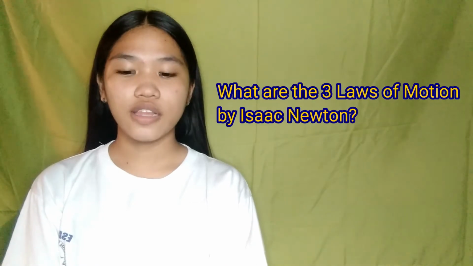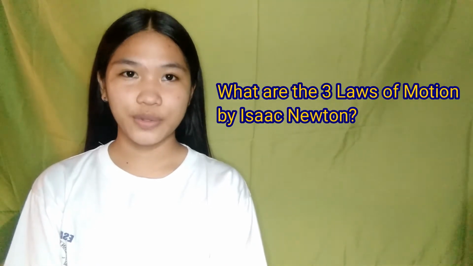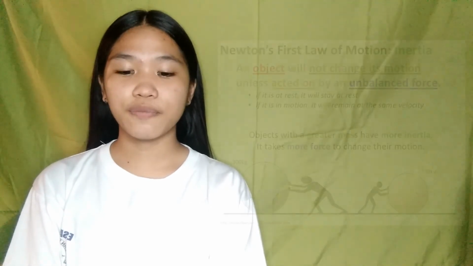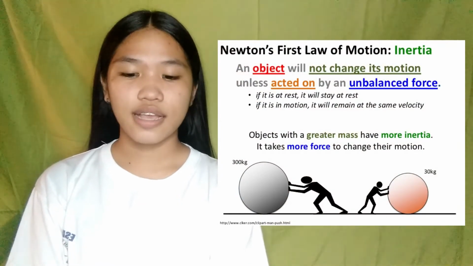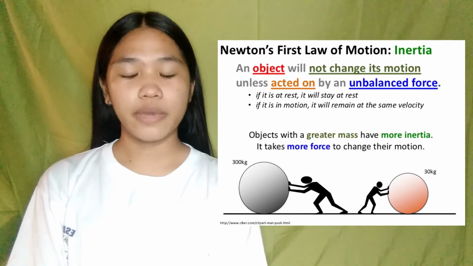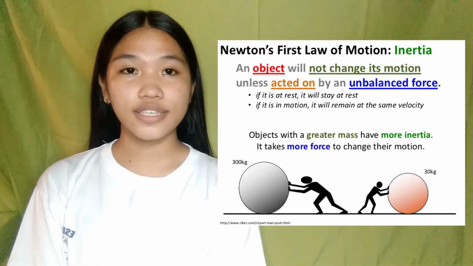What are the three laws of motion by Isaac Newton? The first law of motion says that an object at rest will remain at rest, and an object in motion will remain in motion unless a force acts on it. Example, you pick up your phone on the table.